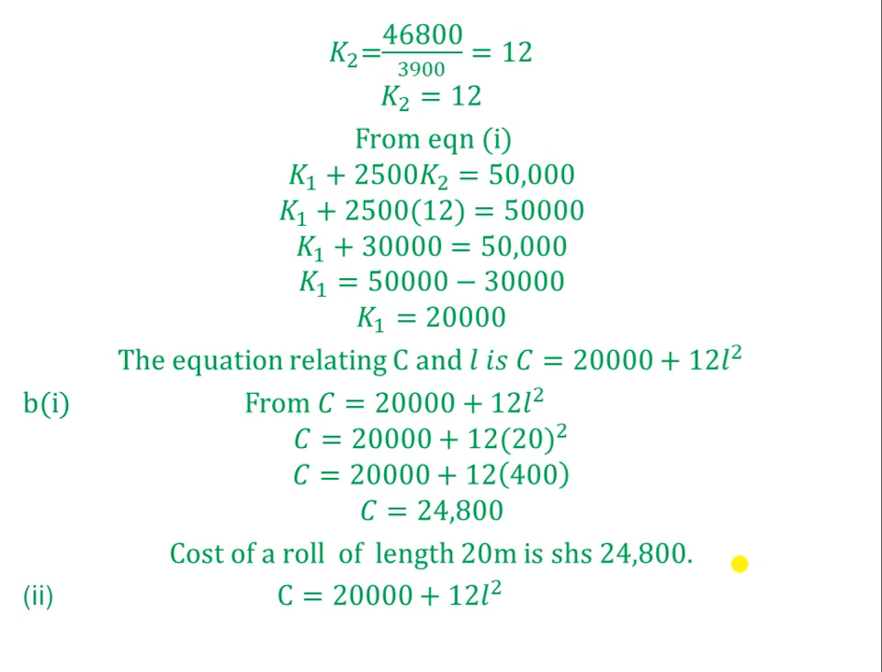Roman 2 now, this time they wanted the length when the cost is 34,700, when you get back to the question. So I simply substitute for the cost as 34,700 and I look for the value of L. Now from here, it's a matter of playing with the mathematics, and we go on to find the value of L. We shall simply take the 20,000 to this side such that we have 34,700 minus 20,000, giving us 12L squared.